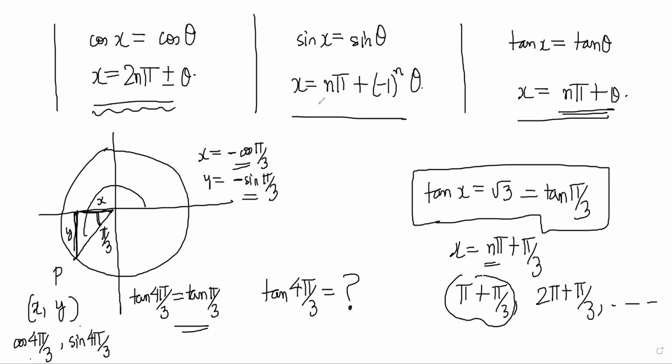These three general solutions. If you have cos x is equal to cos theta, where x is unknown and theta is some known angle, then x can be written as this. Similarly, for sine x as sine theta, it's a different form. For tan x as tan theta, it's a different form.